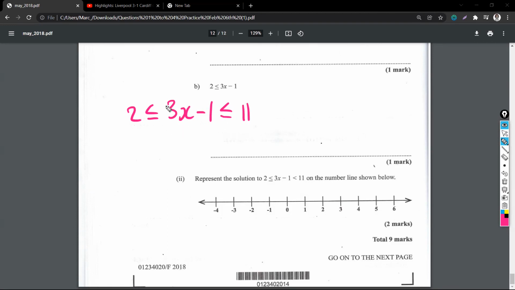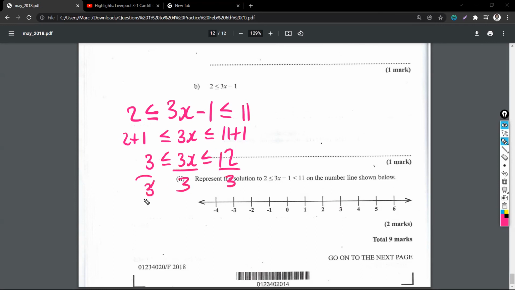Guys, just treat it like two equal signs, basically. You're going to add 1 to the 11 and add 1 to the 2, and you're going to get 3 is less than or equal to 3x is less than or equal to 12. You can divide everything by 3, and you're going to end up with 1 is less than or equal to x is less than or equal to 4. So how do you put this on a number line, guys?